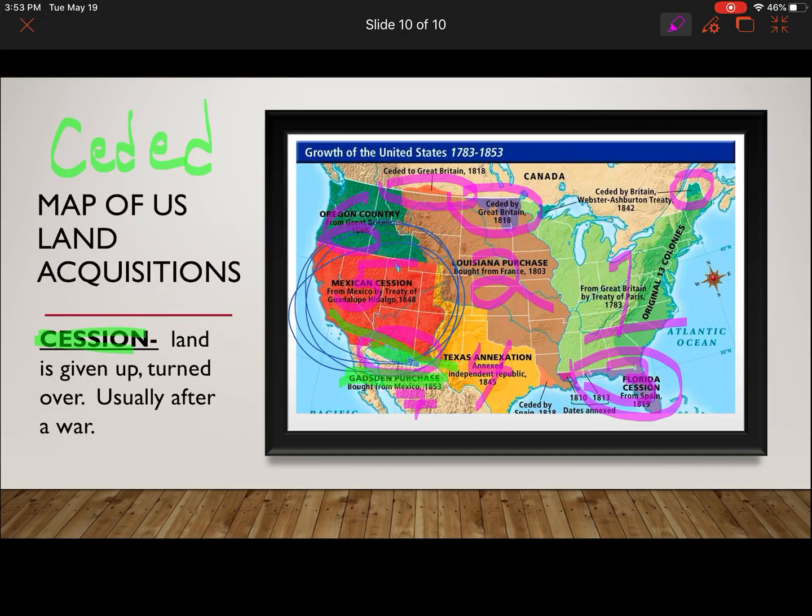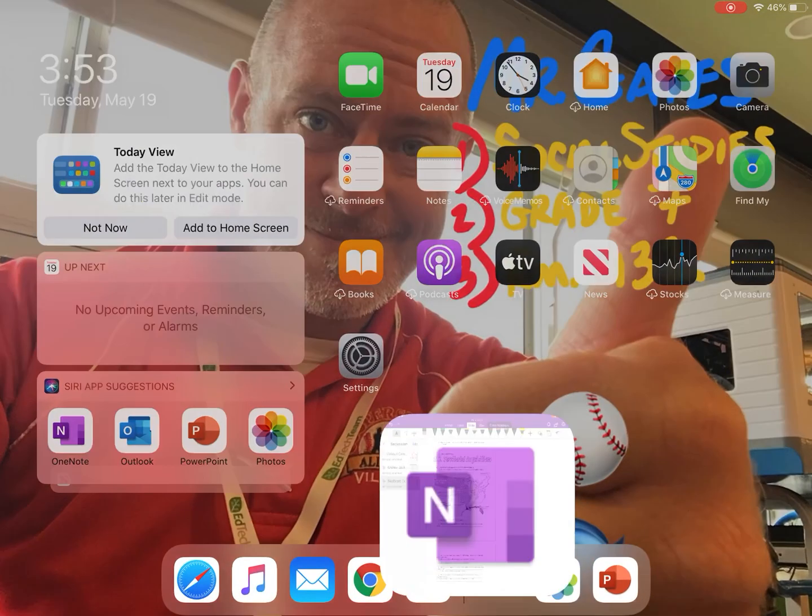Now, the two pieces that we don't learn about in 7th grade are Alaska and Hawaii. Both are not connected to the original United States, and both were acquired later, late 1800s and early 1900s. So that kind of sums up our Westward Expansion. I don't want to call it a unit because it's a one-day video, but that kind of sums up Westward Expansion.